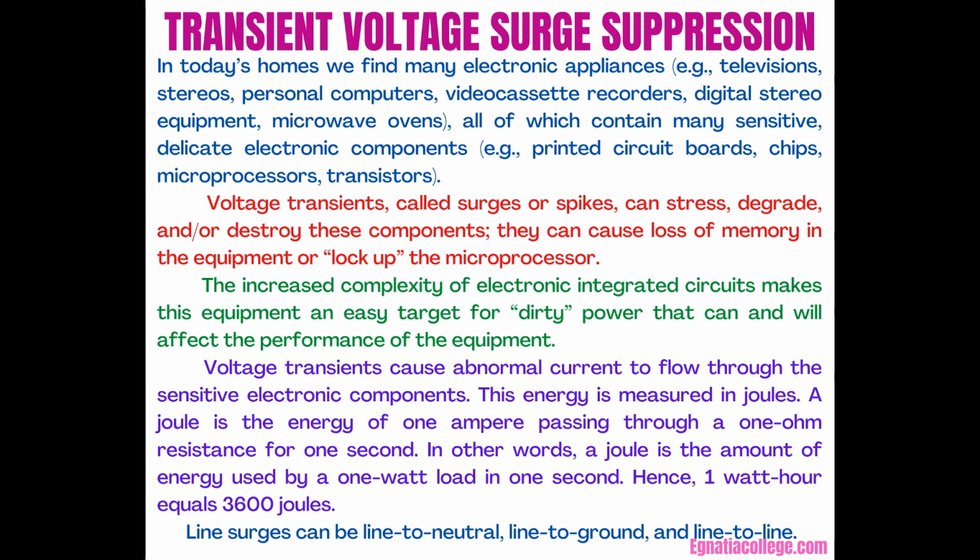Voltage transients cause abnormal current to flow through the sensitive electronic components. This energy is measured in joules. A joule is the energy of 1 ampere passing through a 1 ohm resistance for 1 second. In other words, a joule is the amount of energy used by a 1 watt load in 1 second. Hence, 1 watt-hour equals 3,600 joules. Line surges can be line to neutral, line to ground, and line to line.